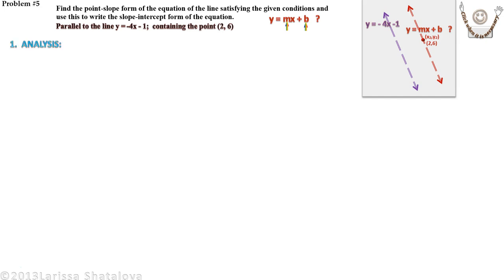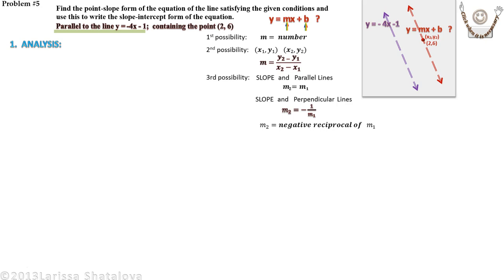Analysis. So first we have to find slope. And what we have in our problem, we have words. Our line is parallel to the line with equation y equals negative 4x and negative 1. And we remember three possibilities. The first possibility for slope, if slope is known, not in our case. Second possibility, if we have 2 points, we don't have 2 points. And third possibility, if we have parallel lines or perpendicular lines. So in this case, we have situation with parallel lines.